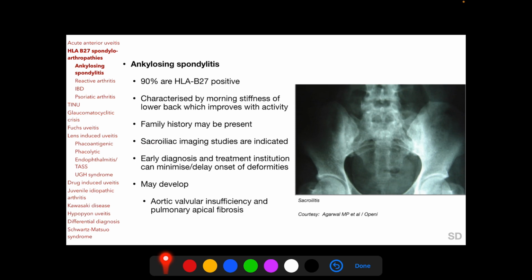It is important to detect ankylosing spondylitis in a patient with acute anterior uveitis because these patients may develop aortic valvular insufficiency or pulmonary apical fibrosis.